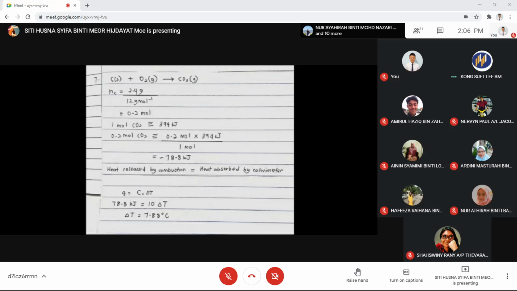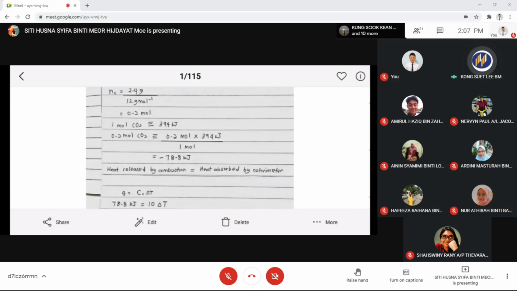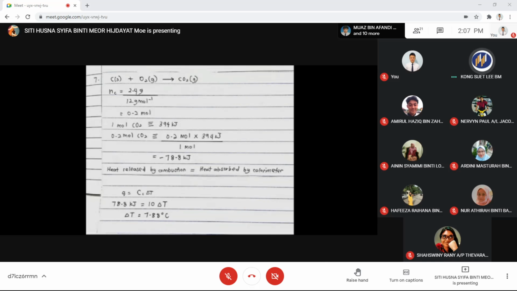Then we have to choose the right formula. So we will choose Q equals to C delta T. We substitute all the value given. Then we will get the temperature change of the calorimeter is 7.88 degrees Celsius. So the final answer is the temperature change of calorimeter is 7.88 degrees Celsius. Okay, very good, Siti Husna. Okay, thank you.